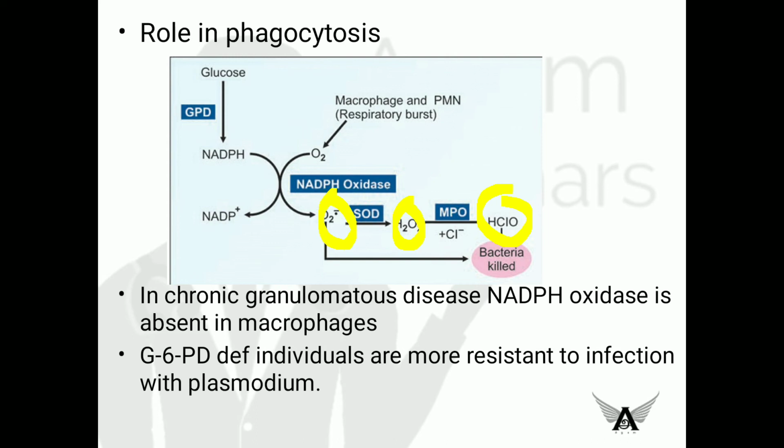Okay, for this, other important requirements are NADPH, which is from the HMP shunt pathway. The enzyme is glucose 6-phosphate dehydrogenase. Okay, this is what is taking place in the macrophages.